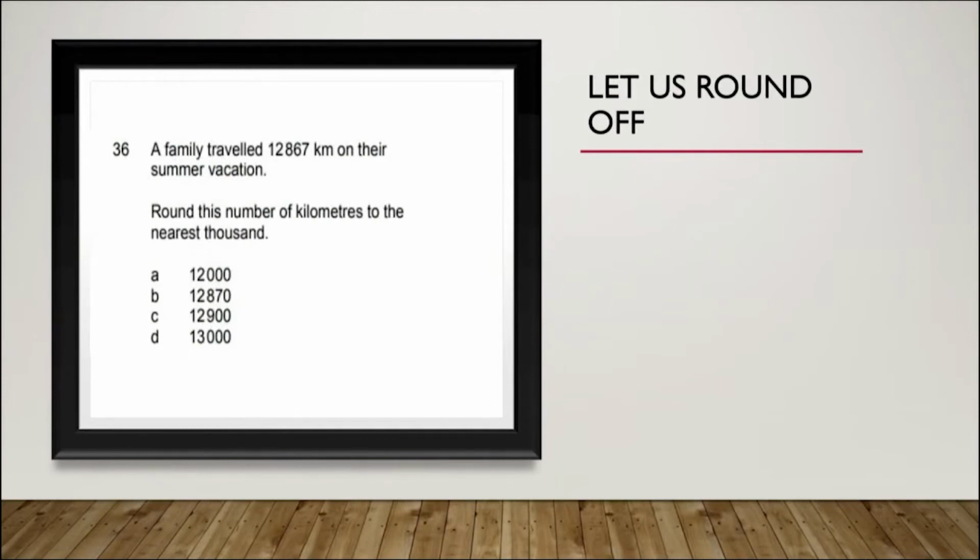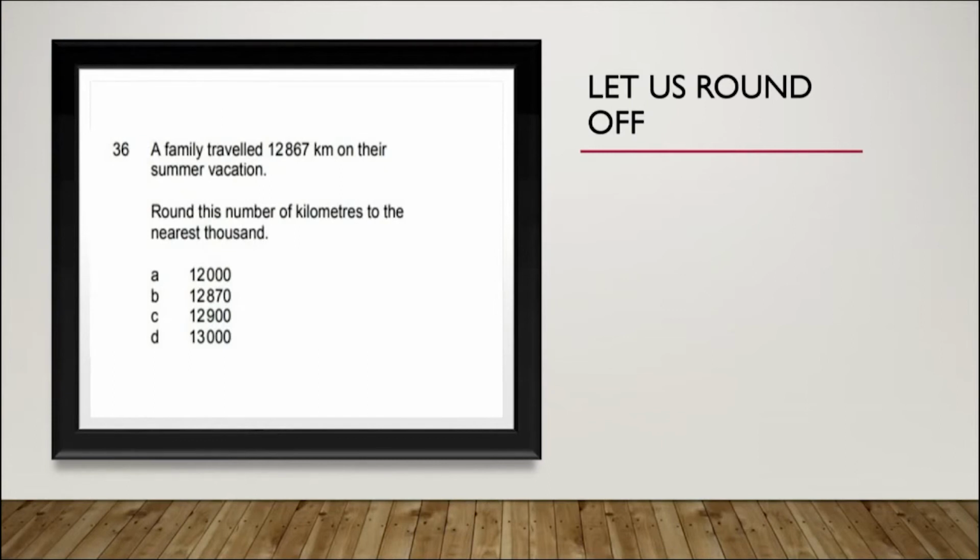A family traveled 12,867 kilometers on their summer vacation. Round this number of kilometers to the nearest thousand. So here we go again. We have to identify the digit in the place that we're rounding off to. What digit is in the thousand place?